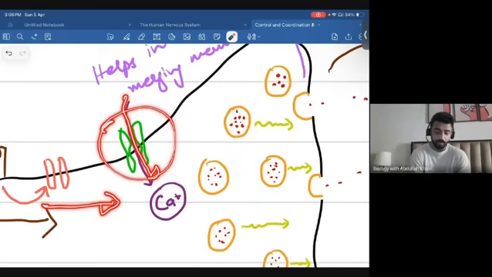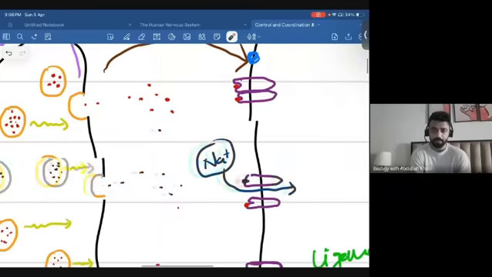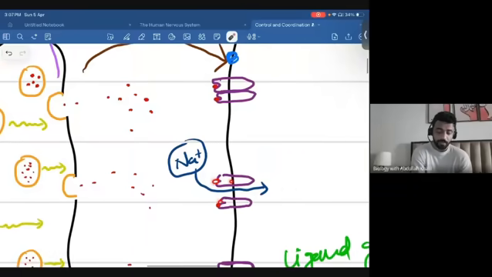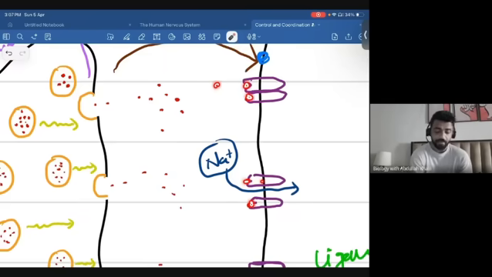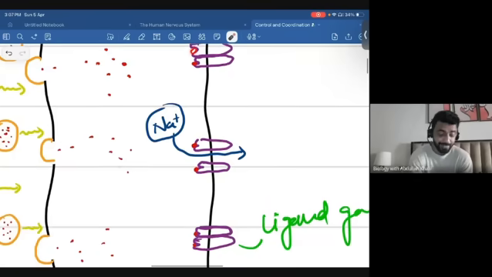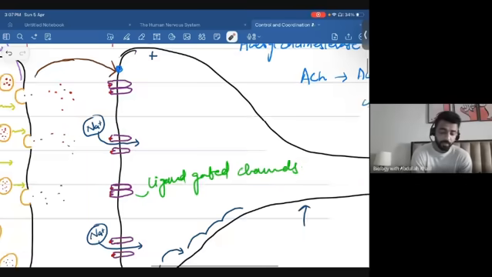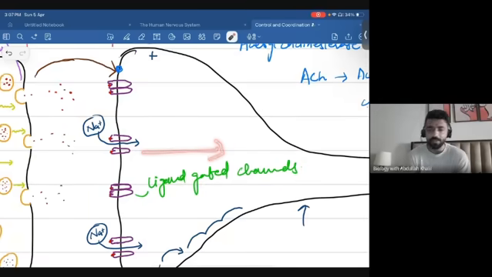Calcium ions get in, they cause the vesicles to move, vesicles merge with the presynaptic membrane, and release the neurotransmitters into the synaptic cleft. The neurotransmitters bind to their specific, complementary receptors on the postsynaptic membrane. As the neurotransmitters, the acetylcholine molecules, bind here, they would open the ligand gated sodium channels. Now sodium gets in, and as the sodium gets into the postsynaptic neuron, sodium would cause the electrical impulse to be initiated in the next neuron.